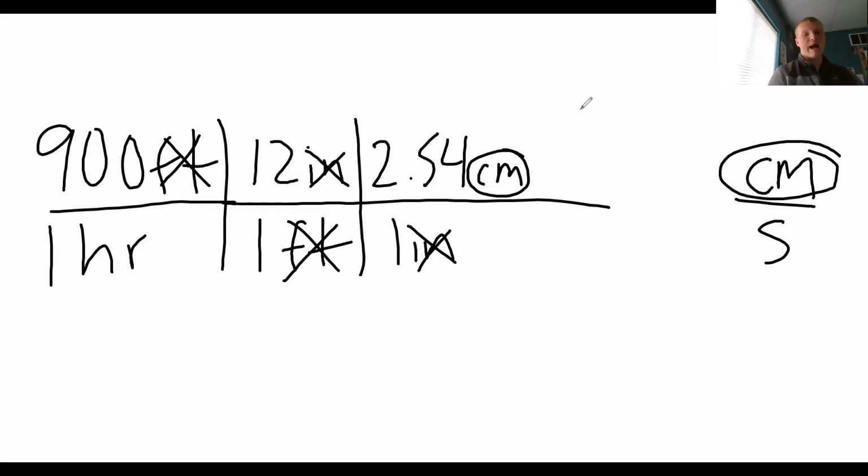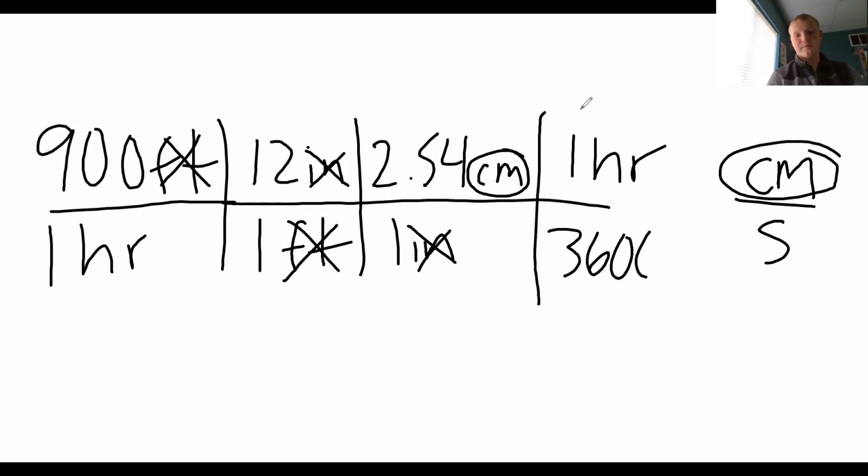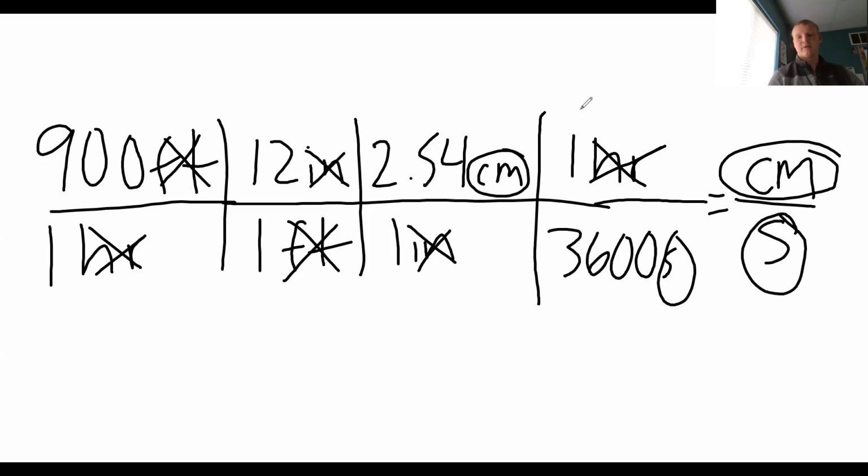Now I need to convert hours into seconds, which I told you guys was 3,600 seconds for every 1 hour. So I'm just going to multiply. So for every 1 hour, it's 3,600 seconds. And as you do these conversions over and over again, you're going to memorize some of these conversions. So for hours to seconds, that's one of the ones I've memorized over time. Okay, so I have seconds at the end and I have centimeters at the end.